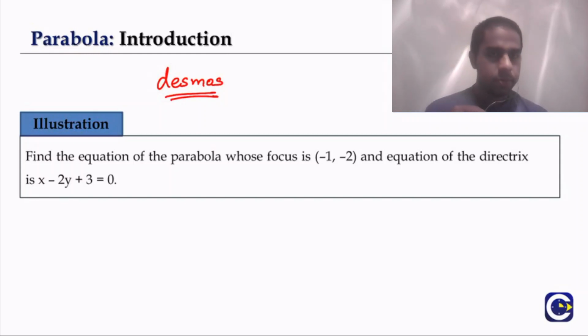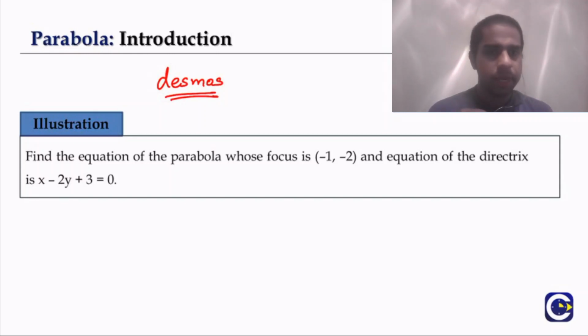Okay. So find the equation of the parabola whose focus is (-1, -2), and the equation of the directrix is x - 2y + 3 = 0. We know that in a parabola, the distance between a point on the parabola and the focus, and the distance between that point and the directrix, are the same. They are equidistant. That's what we discussed earlier regarding the definition of the parabola. That's how a parabola is constructed.